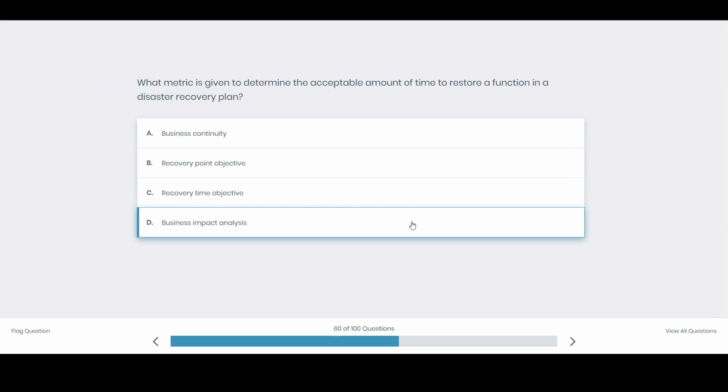Yeah. What metric is given to determine the acceptable amount of time to restore function in a disaster recovery plan? Wait. What metric is given to determine the acceptable amount of time to restore a function after a disaster? Recovery time? Or business impact analysis? Let's plug this one. What metric is given to determine the acceptable amount of time to restore function?